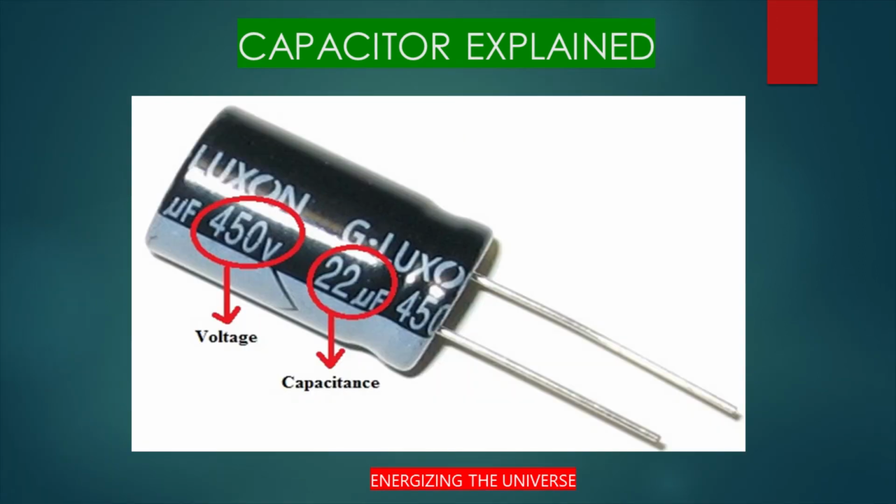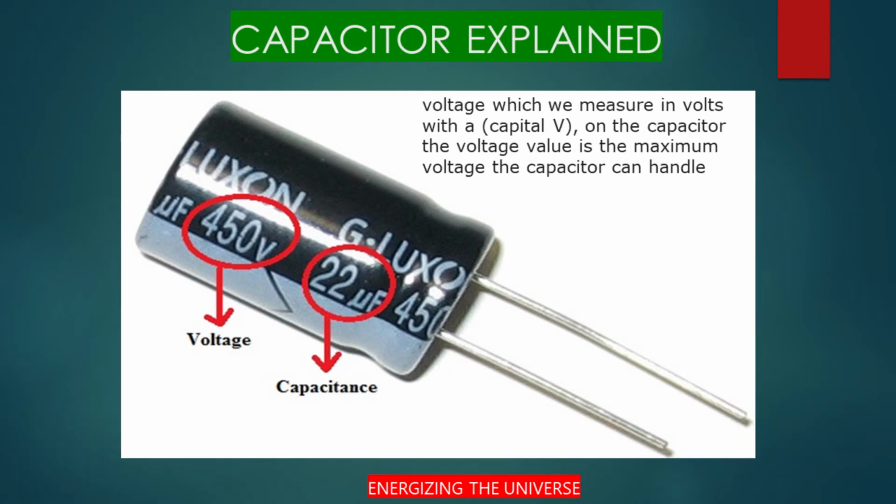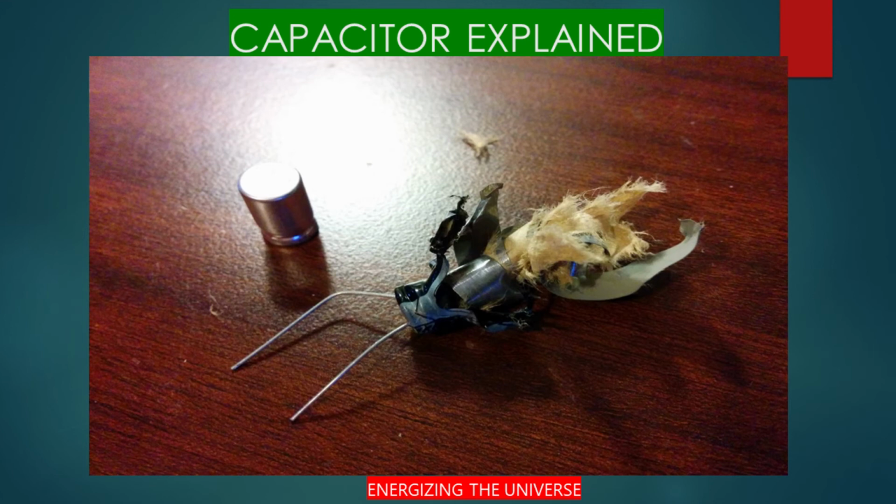On the side of the capacitor, we'll find two values. These are the capacitance and the voltage. We measure the capacitance of the capacitor in the unit of farads, which we show with a capital F, although we usually measure a capacitor in microfarads. This is a small u you see with a little tail, with a small f. The other value is our voltage, which we measure in volts with a capital V. On a capacitor, the voltage value is the maximum voltage which the capacitor can handle. If you exceed this, a capacitor will explode.